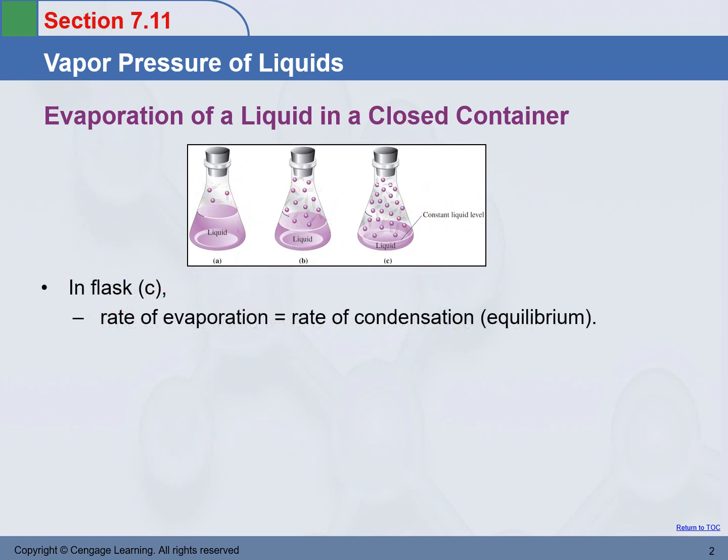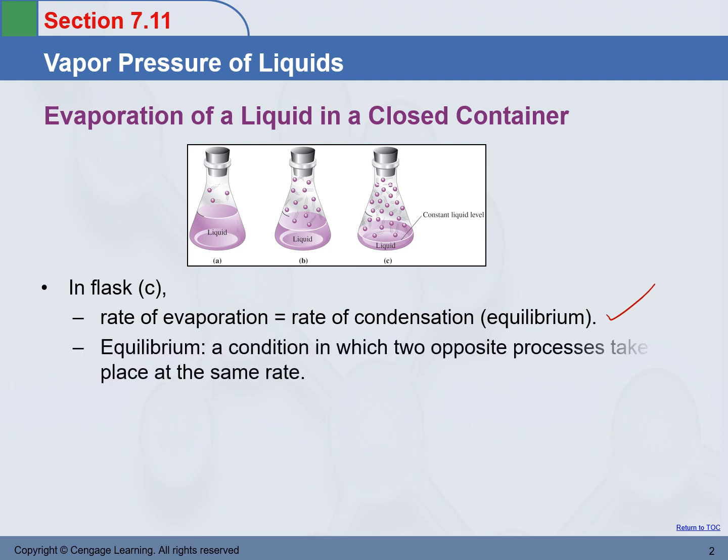Okay, we come back, and now we only focus on flask C. This is what we had on the last slide. Rate of evaporation equals rate of condensation. We say that the system is in equilibrium. Well, let's look at the definition of an equilibrium. An equilibrium is a condition in which two opposite processes take place at the same rate. In this case, evaporation and condensation.